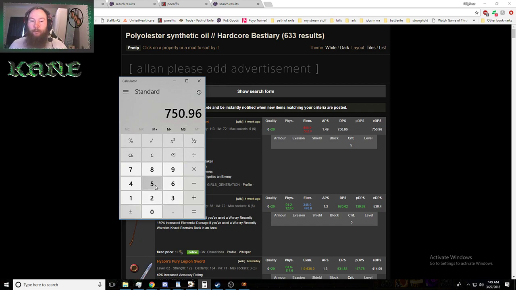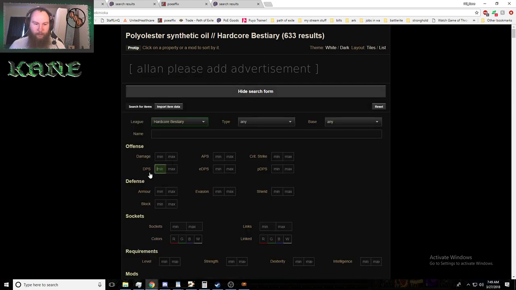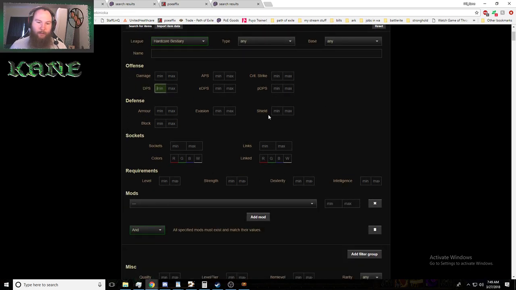In case you're wondering what yours is going to be, if it had physical damage in here, you would just add the physical damage plus the elemental damage times the attack speed, divided in 2, and it should give you your total DPS. So you can do that with total DPS, elemental DPS, physical DPS, and you can also do it for the defenses, which is what I did for my shield.